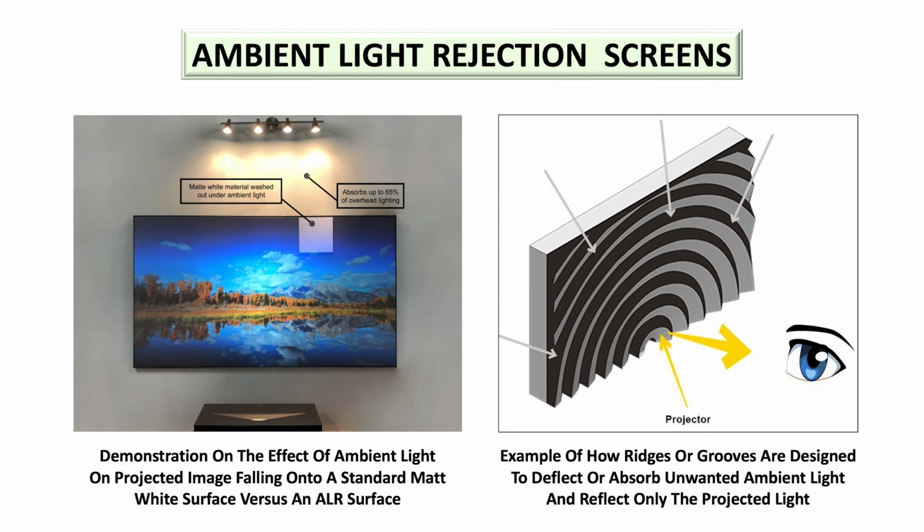Here's another example. If you see on the picture on the left, there's one little patch there that is like a white wash material. You can see with the light on top, there's almost no image on that patch. Whereas for the rest, you can see the image. So that's a huge difference. If you look at the graphic on the right, you see these little ridges that I described earlier. Now this is one design of a ridge or groove. So you can see that ambient lights coming from the side or from the top will be absorbed or deflected by the ridge or surface. Then for the projected light that's coming from the front, it will reflect back to you.